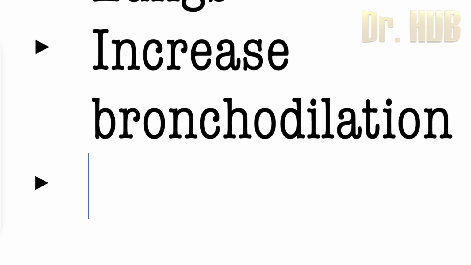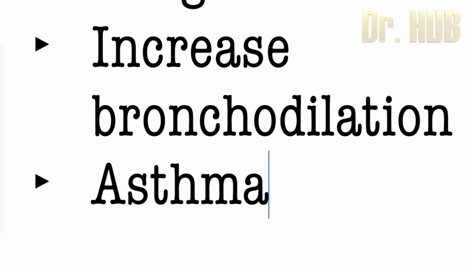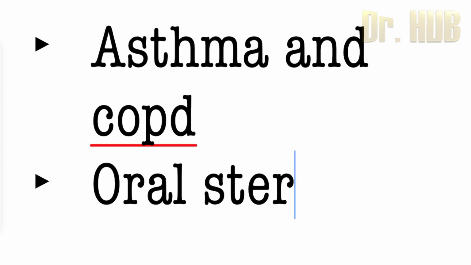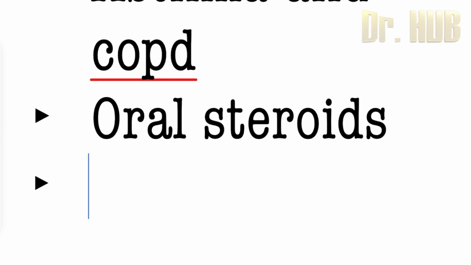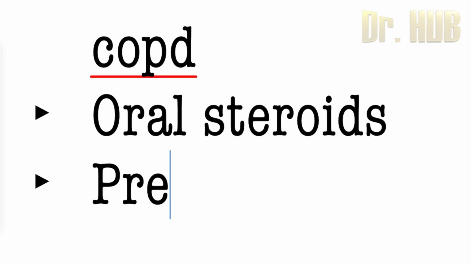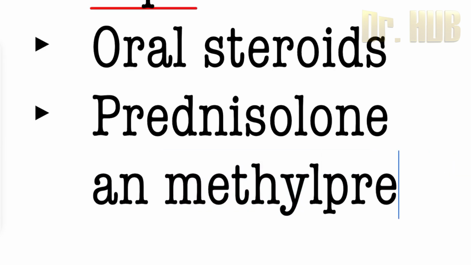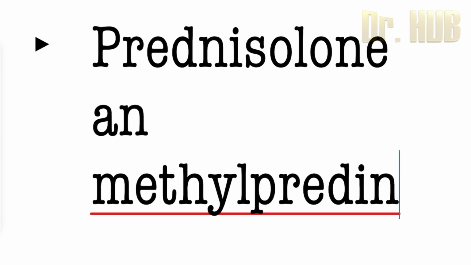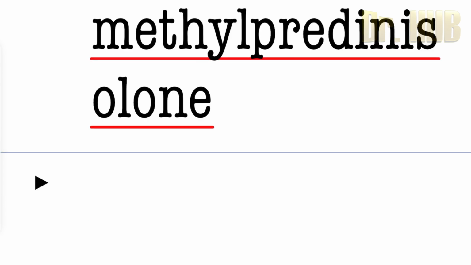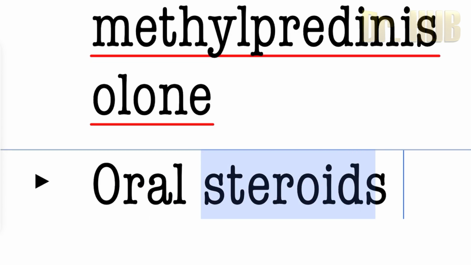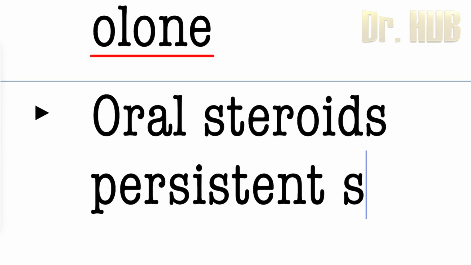So what are the uses and adverse effects of the inhaled steroids? The steroid inhalers are mainly used to treat asthma and also COPD, as we discussed. So what are the oral steroids? The oral steroids include drugs such as prednisolone and methylprednisolone. Oral steroids are used in case of persistent severe asthma.